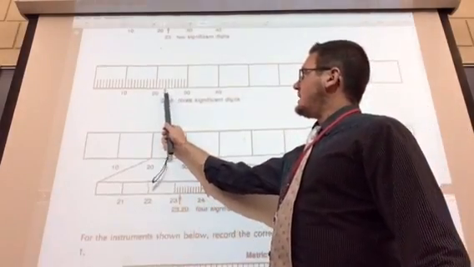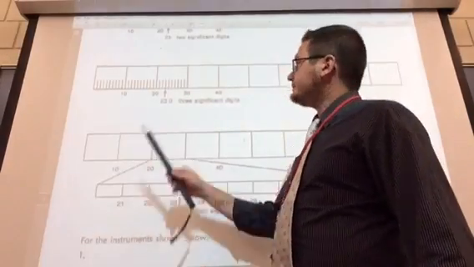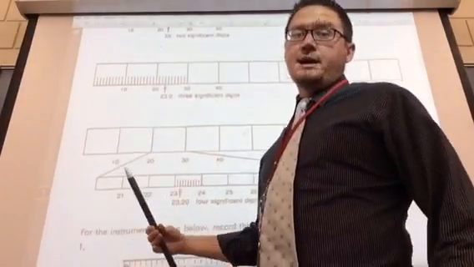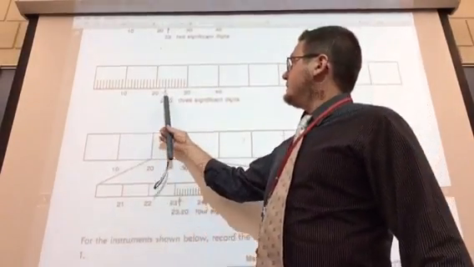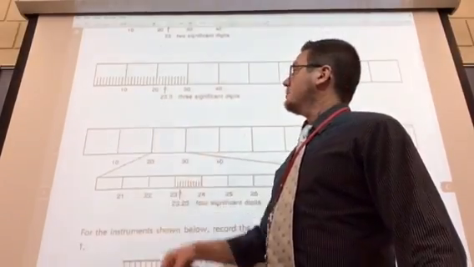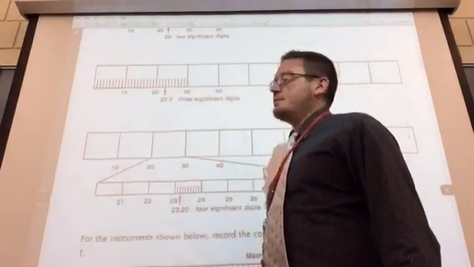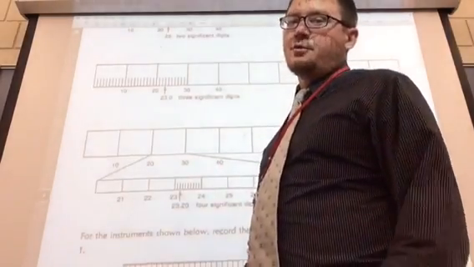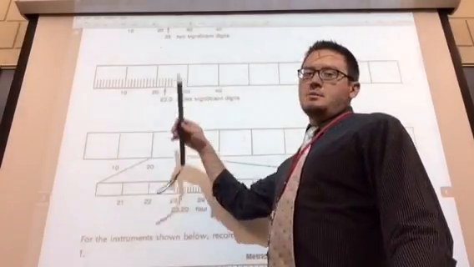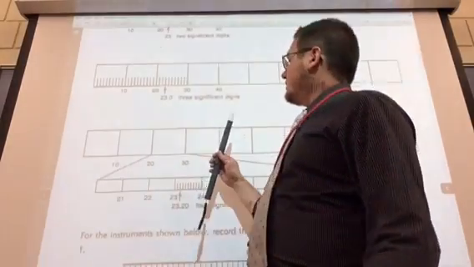If it was just past the line, 23.1. If it was just before 24, 23.9. If it was right in between 23 and 24, exactly in the middle, that would be 23.5. A little closer to 23, maybe 23.4, 23.3. A little closer to 24, probably 23.6, 23.7. So on and so forth.